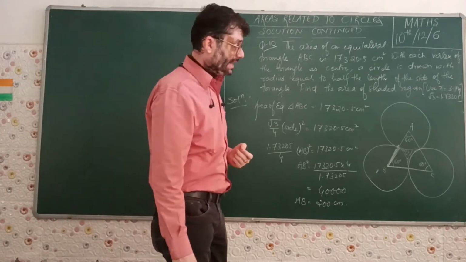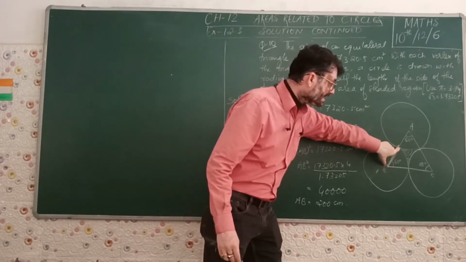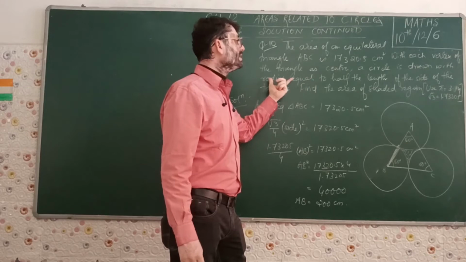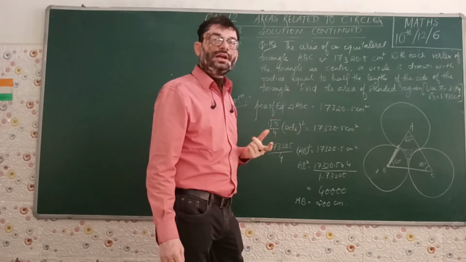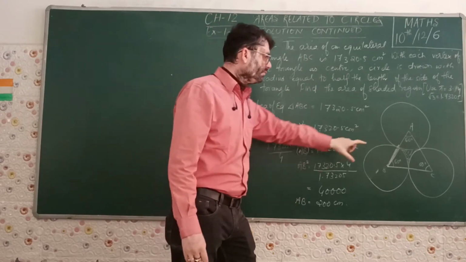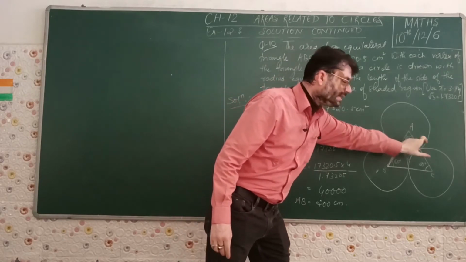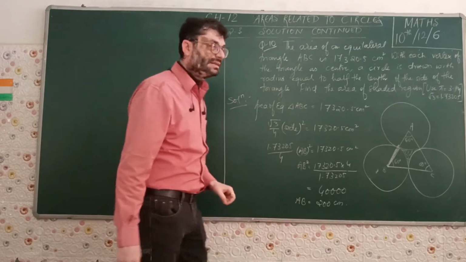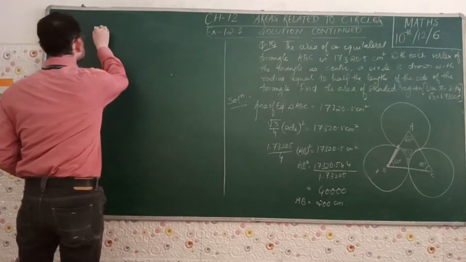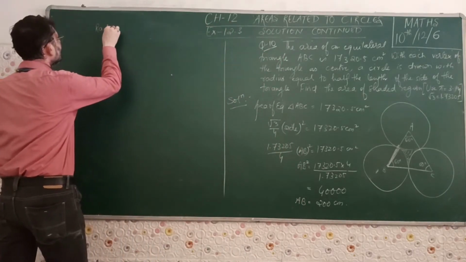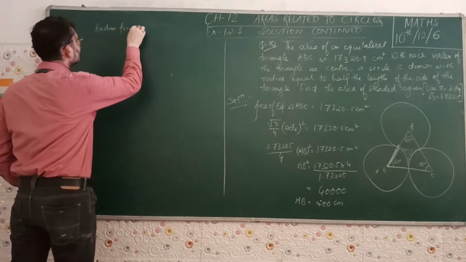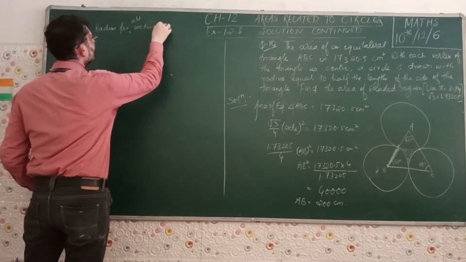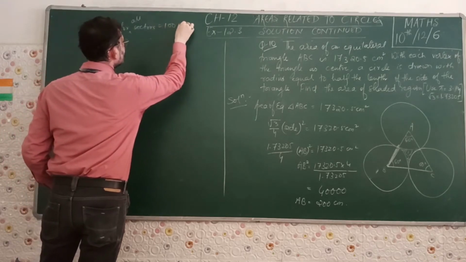That means now we can get the radius of the sectors as half of the side, because in the question it was given that the radius is half of the side of the equilateral triangle. So for all the three sectors, the radius will be 100 centimeters. So radius for all sectors, you can write somewhere here, that is equal to 100 centimeters.